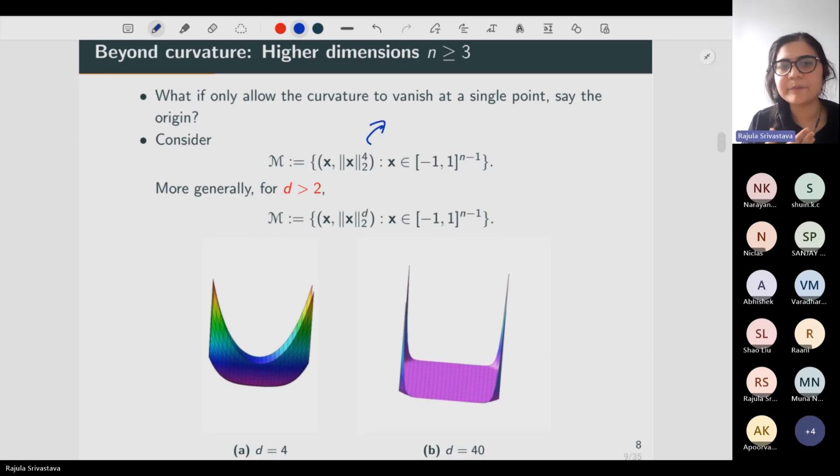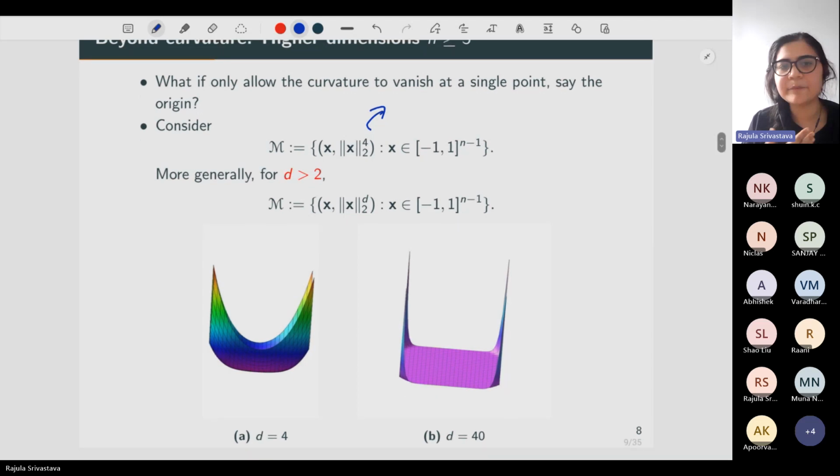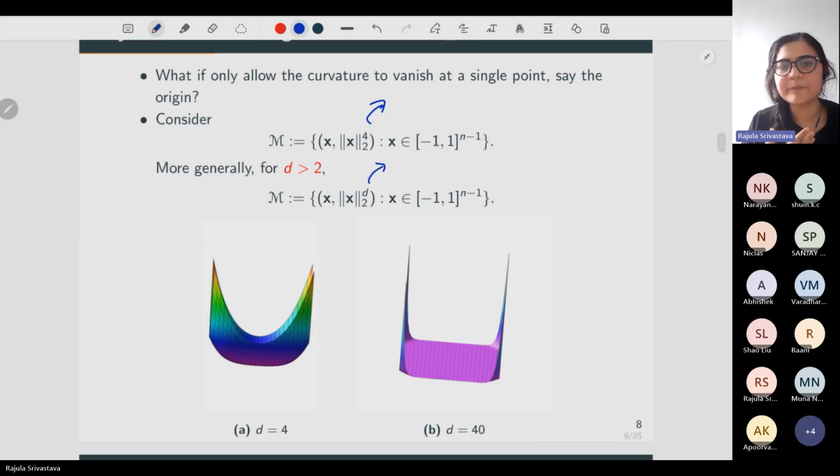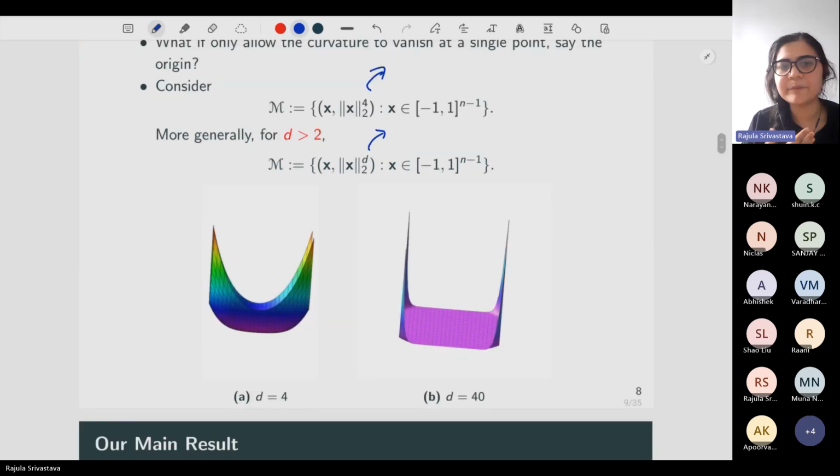What is a good class over here? For example, in higher dimensions, you have the length of x raised to the power 4. That would be an example, or more generally, the length of x raised to the power d. So this would be a homogeneous function of degree d. And the idea is that this should also look flat. If you plot some of the pictures, you do see this flatness come in. For example, for d equals 4, this is the origin, and you see that your curve is flat. If d were 2, this would just be a paraboloid, which is completely curved. But the higher the d, the more the flatness.